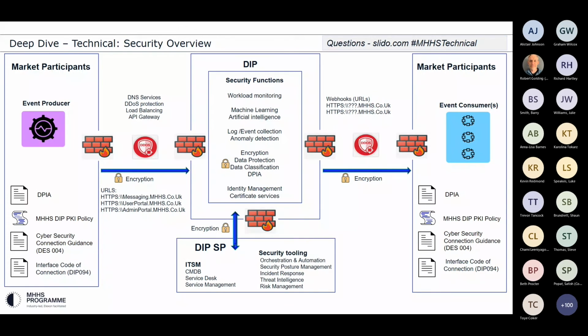Here is a higher level sort of diagram on the page, trying to pull together all the things that have been discussed. So for a market participant connecting through to the DIP, it's obviously a requirement for a DPIA. There'll be a PKI policy, so mentioned certificate services within the DIP. Certificates would be key to ensuring the security and integrity of information. This has caused a level of, I wouldn't say concern, but a number of conversations through the security design working group on how this would be approached.